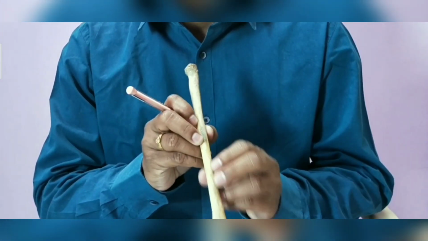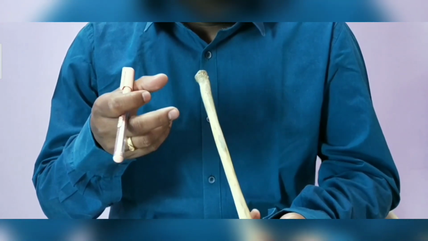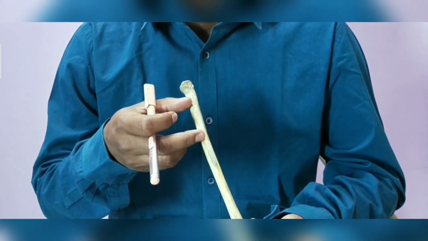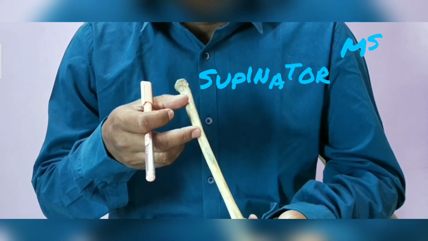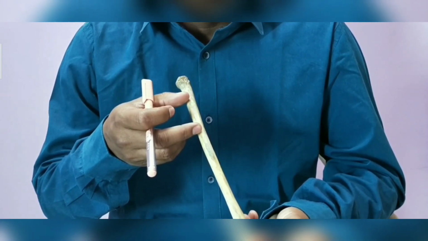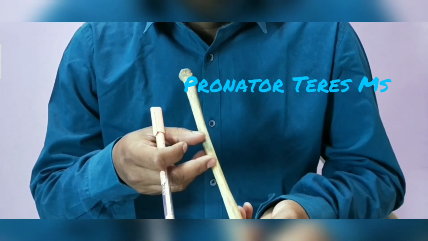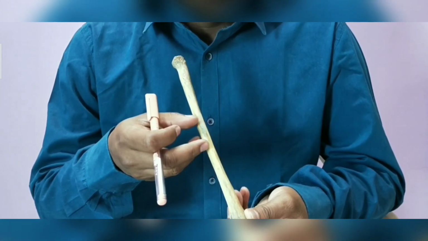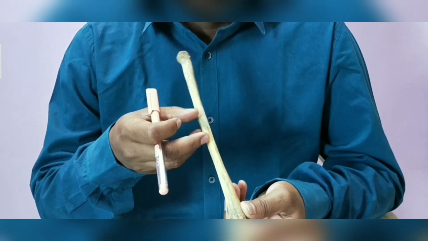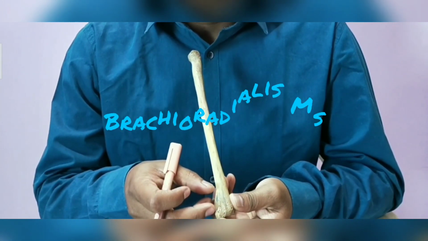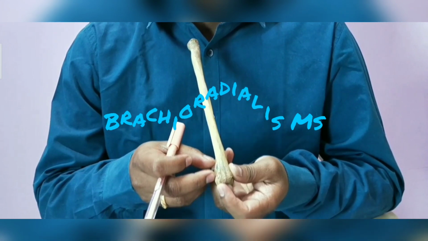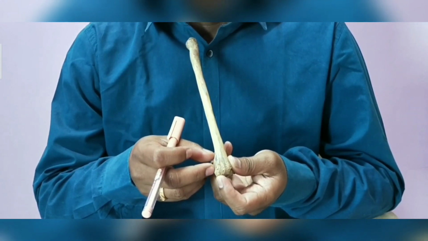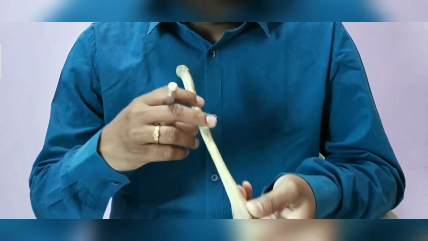Come to the lateral surface of the shaft. On the upper part, the supinator muscle is inserted. On the middle 1/3 is the insertion of the pronator teres muscle, and on the lower 1/3 towards the styloid process is the insertion of the brachioradialis muscle.